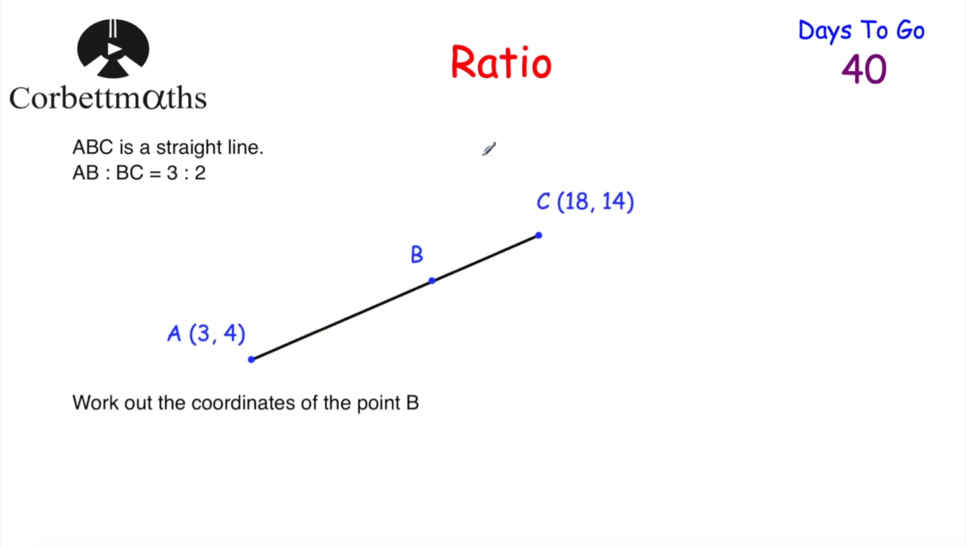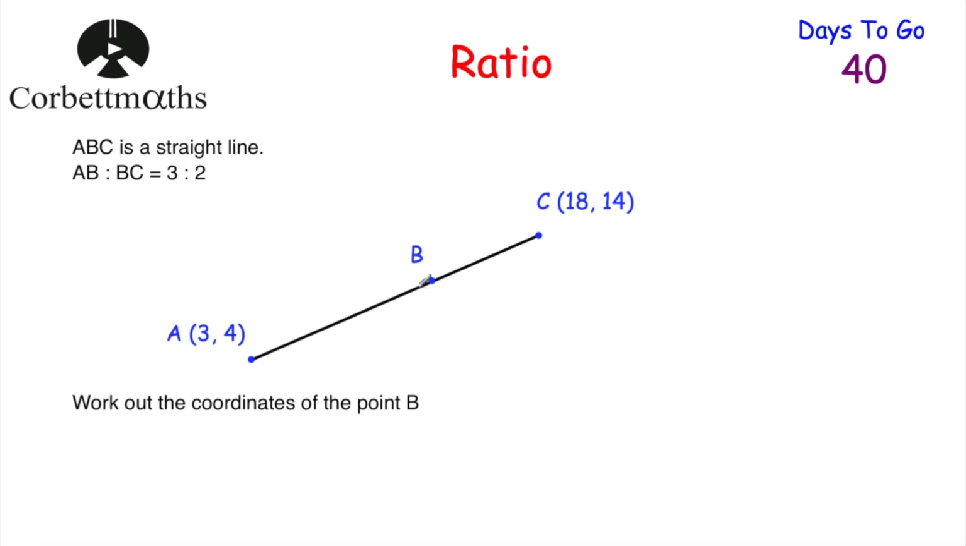Okay, now sometimes we may encounter ratio whenever we're dealing with coordinate geometry. We're quite often asked to find the midpoint of a line, but sometimes we might be asked to find the position of a point if you know its ratio along the line. So for instance, ABC is a straight line, and the ratio of A to B to C is 3 to 2. We've been asked to find the coordinates of the point B on that line. So feel free to press pause now and find the coordinates of point B.